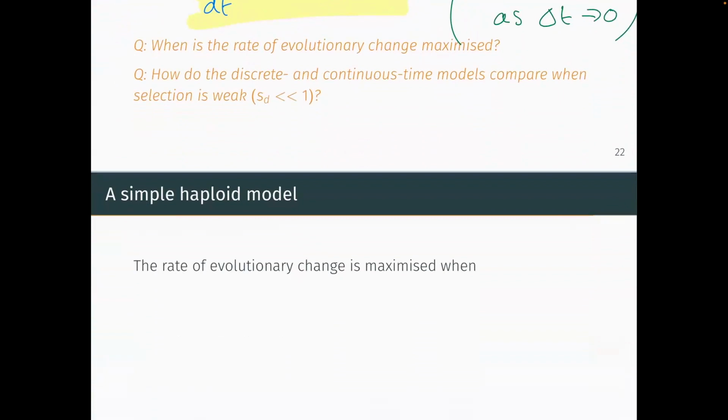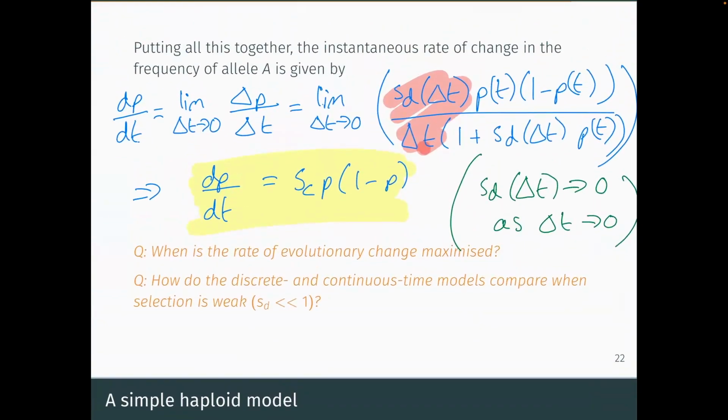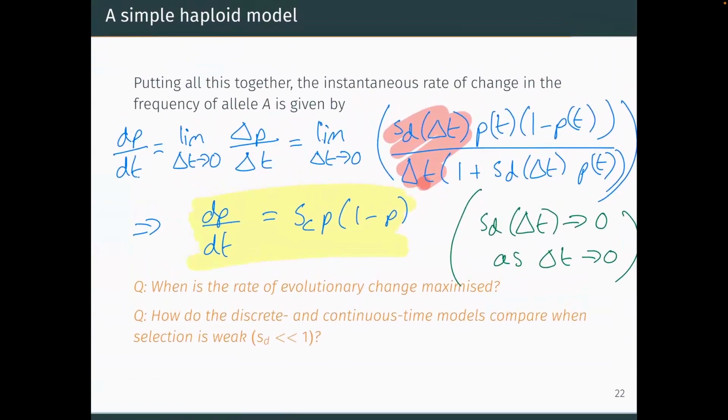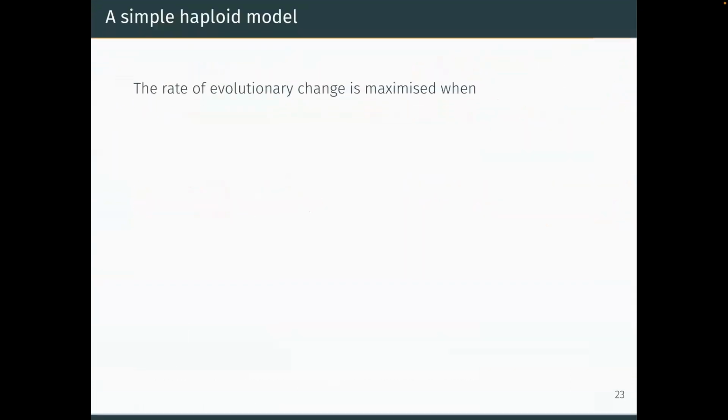Okay. That is about all I've got. There are a couple of questions there. I might leave those as an exercise. I might actually just drop them and leave them for problem sheets in the future. But we can ultimately think about the rate of evolutionary change being maximized by thinking about what happens here. In fact, I will go through this briefly because it's kind of interesting. This will only take a minute or two.